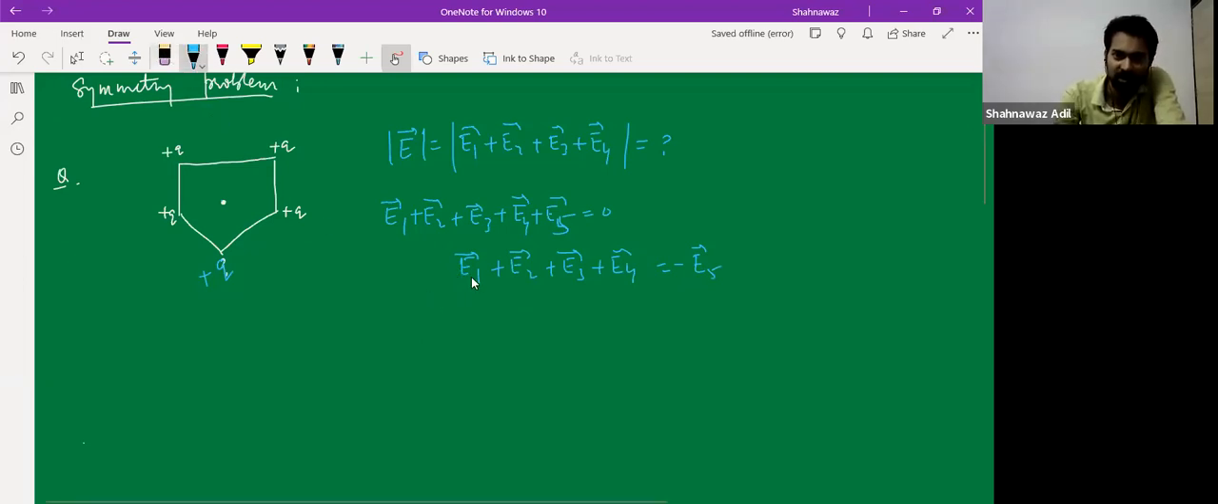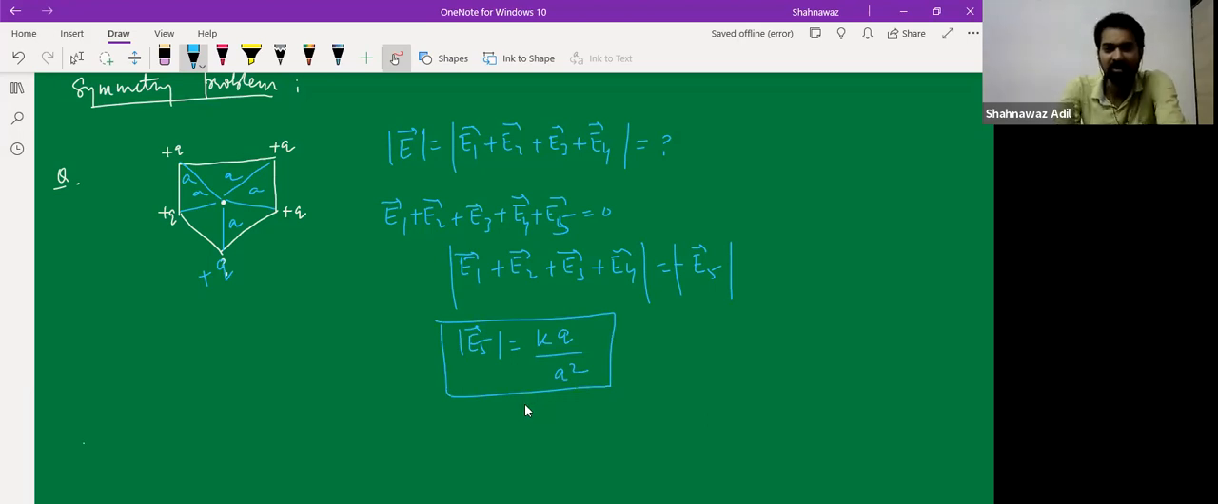So the magnitude of this would be simply E5. So how much would this be? This distance is A. And so the electric field simply would be KQ by A square. Okay, guys. So this was a very simple question with the use of this symmetric property.